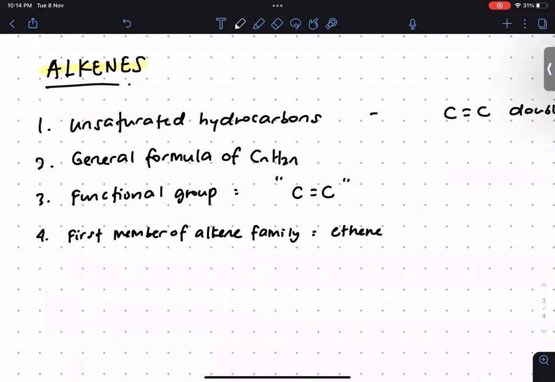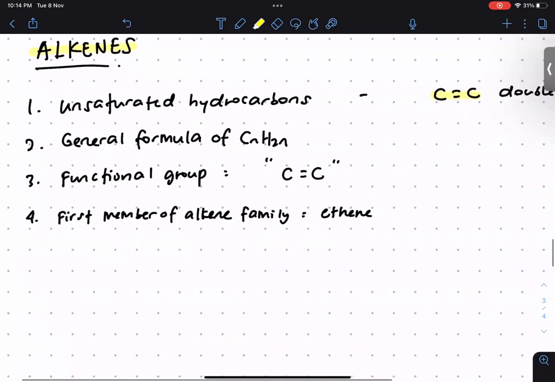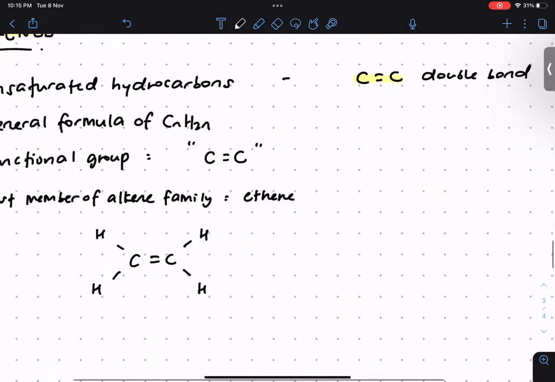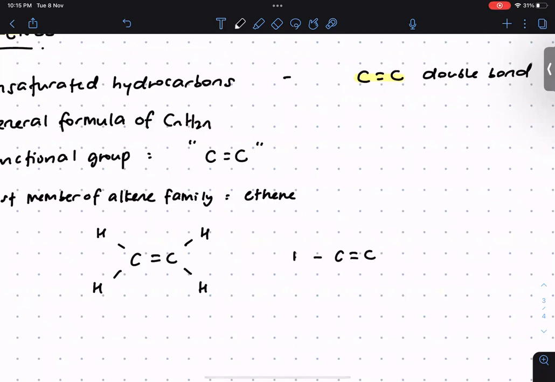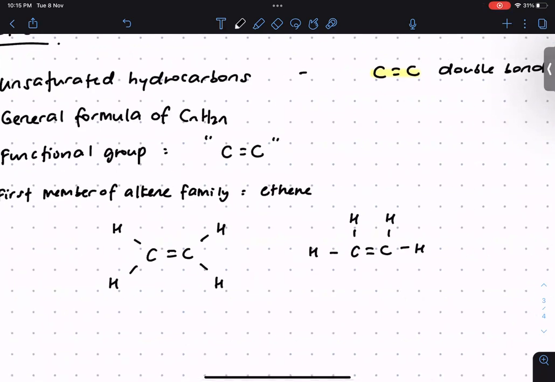Because you need a carbon-carbon double bond, so you need two carbon atoms to have this double bond. So the first member will be ethene. That's how it looks like. Now, you're allowed to draw structures like this also. The orientation is not so important as long as you remember that each carbon atom has only 4 valence electrons, so it must have only up to 4 covalent bonds, not more than that.